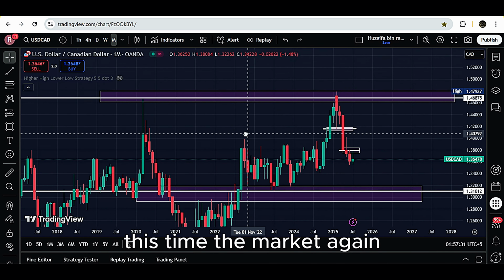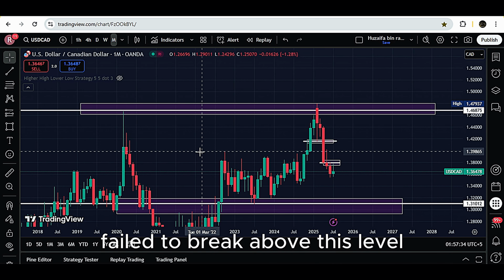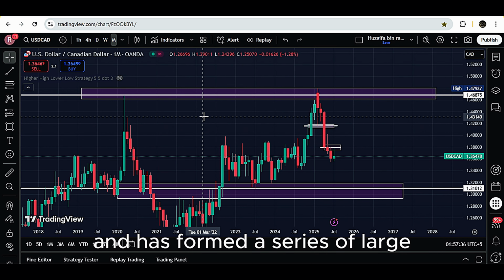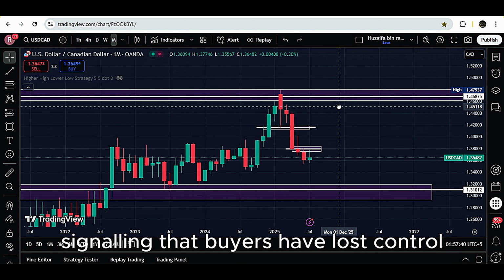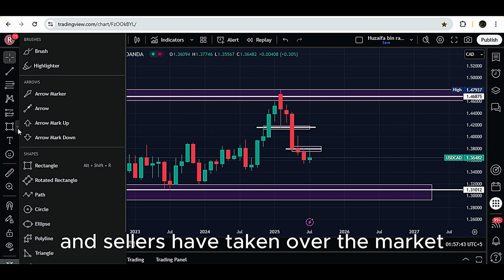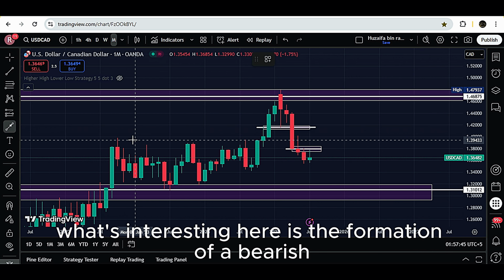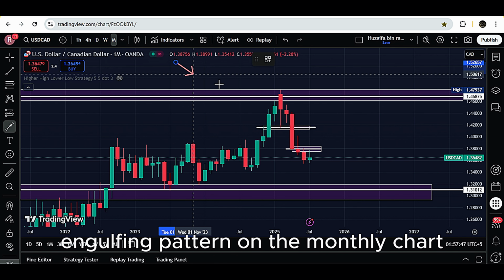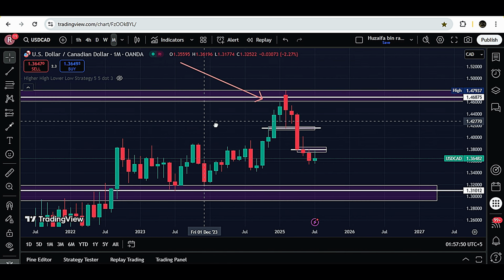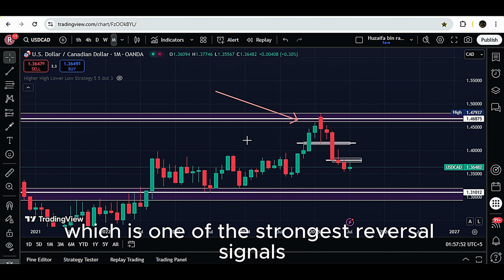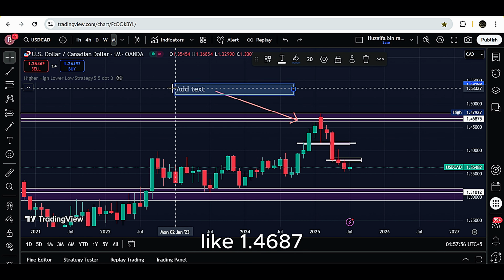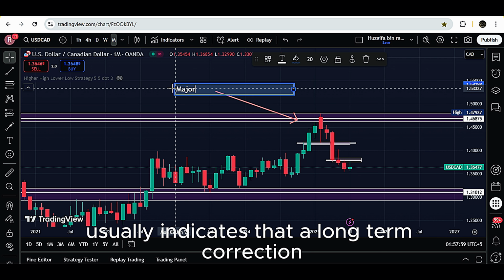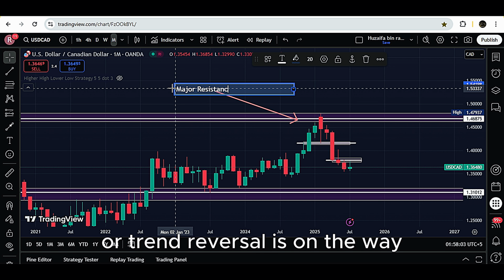This time, the market again failed to break above this level and has formed a series of large red bearish candles, signaling that buyers have lost control and sellers have taken over the market. What's interesting here is the formation of a bearish engulfing pattern on the monthly chart, which is one of the strongest reversal signals. This pattern, especially when formed near a key resistance like 1.4687, usually indicates that a long-term correction or trend reversal is on the way.